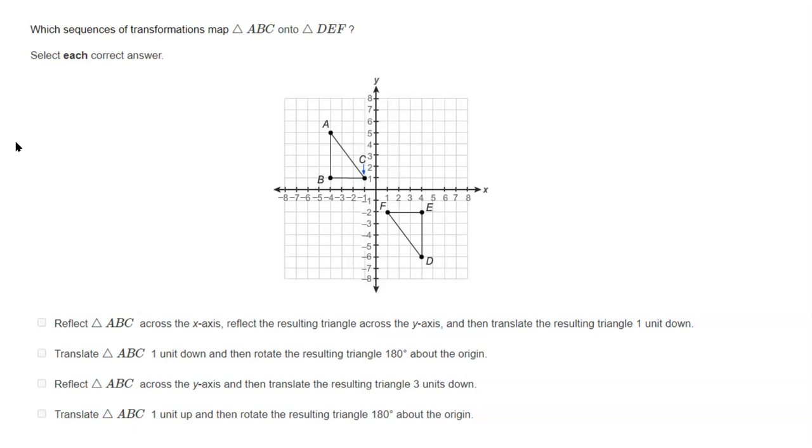Can we translate triangle ABC 1 unit down, then rotate the resulting triangle 180 degrees about the origin? Or would we reflect triangle ABC across the y-axis, then translate the resulting triangle 3 units down? Or could it be that we translate triangle ABC 1 unit up, then rotate the resulting triangle 180 degrees about the origin?